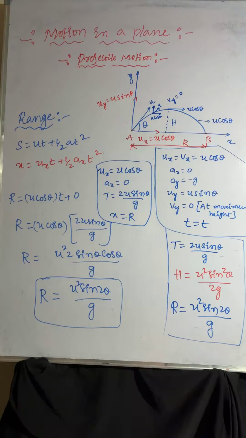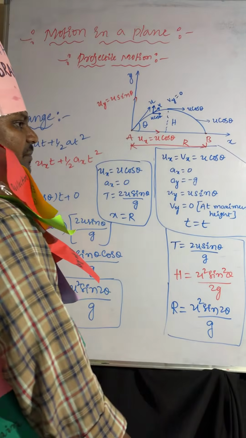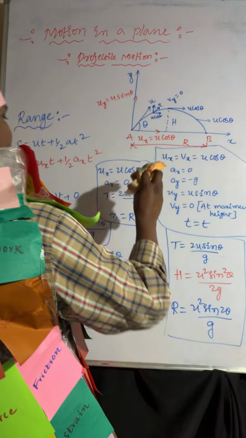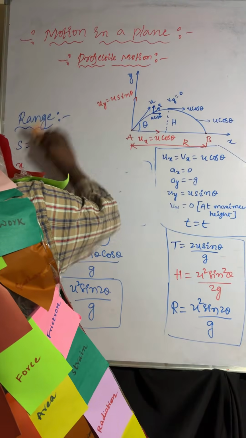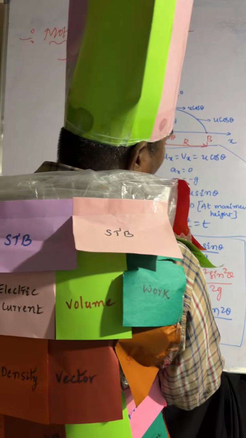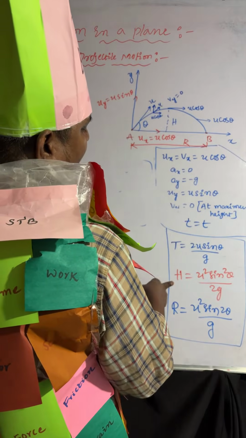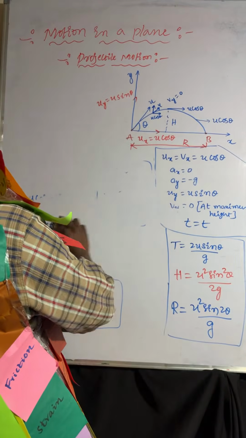Okay. So now, I hope it is very clear, right? T equal to 2u sin theta by g, H equal to u square sin square theta by 2g, R equal to u square sin 2 theta by g. So these are the formulas for range. When you substitute theta as 45, you'll get maximum range. Check once, you'll get it.